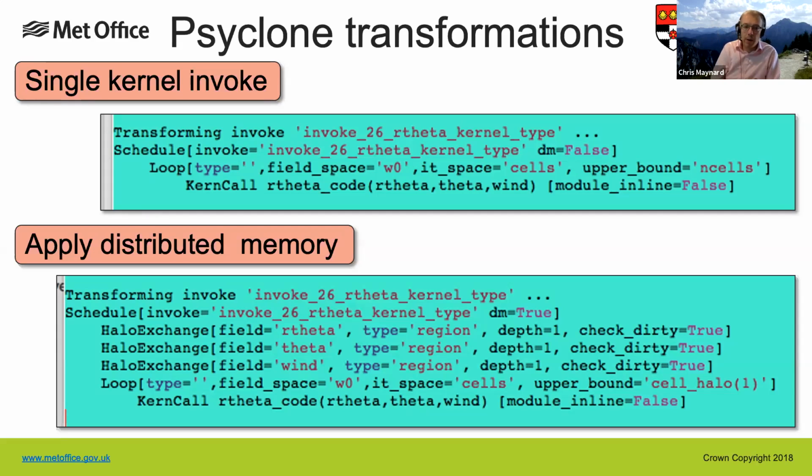If we then apply a transformation which says we're going to do distributed memory, now it's going to know it's going to have to do some halo exchanges. So it looks for everything that has to be read first, because that's contained in the kernel metadata. The fields that are going to be read from get their halo exchanges done before the kernel is called. And now the parallel loop changes inside, so that it only goes up to the last cell in the halo.